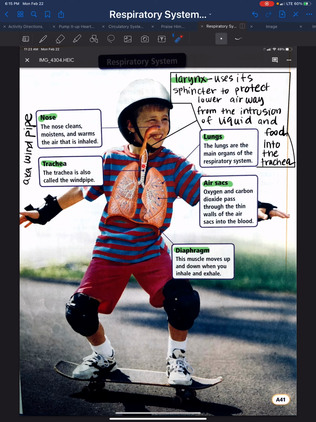It's covered with the epiglottis. I remember when I was learning about this when I was your age, I used to love to say epiglottis. Epiglottis is a thin layer of tissue that prevents food and liquids from entering the larynx or the pharynx.